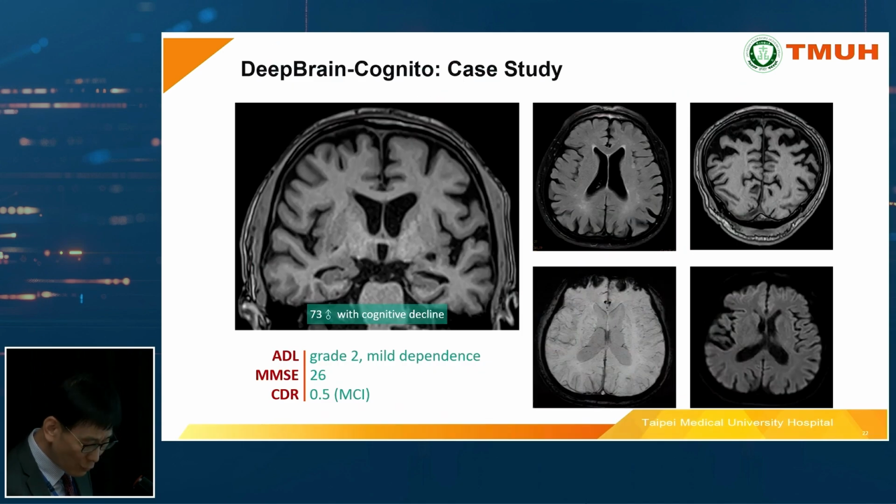Okay, see, here is one case study. Let me tell you how we can improve radiology work. This is a 73-year-old male with cognitive decline. He had an MMSE of 26. Clinically, he had already been diagnosed with early MCI. So here is some standard clinical imaging with radiology reading. You can see the patient had mild cortical atrophy and no microbleed.